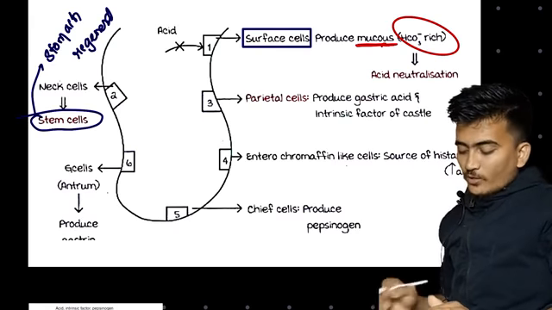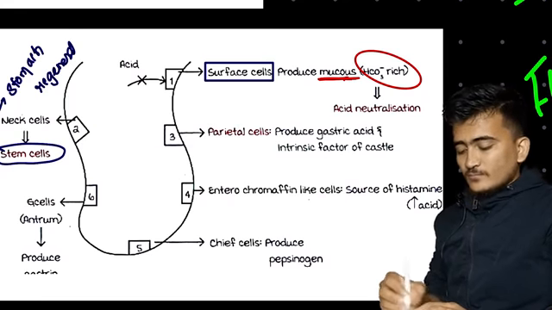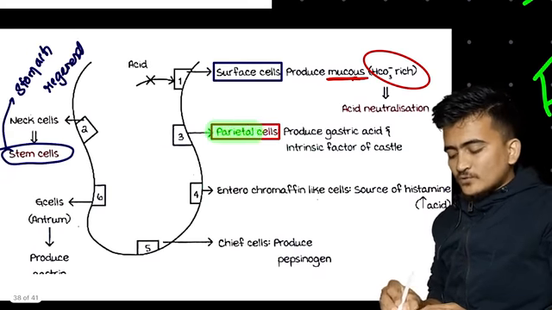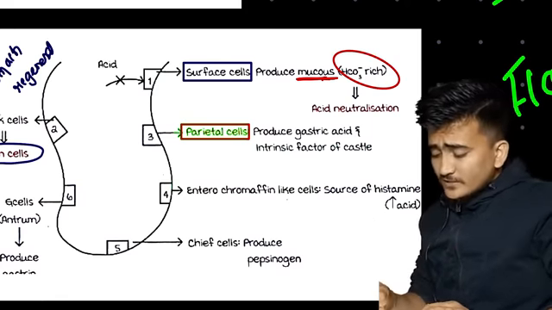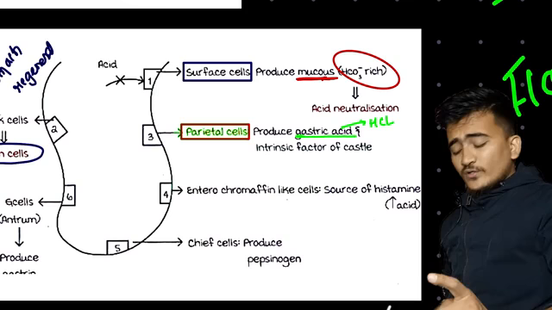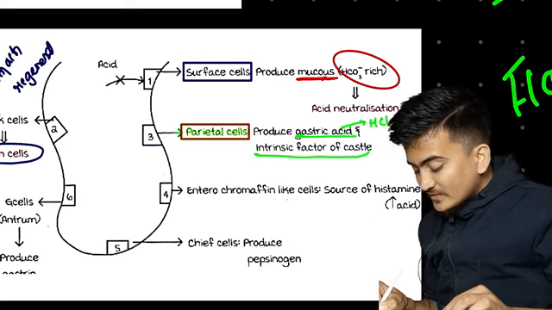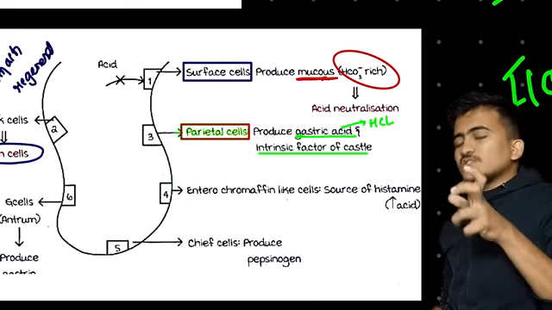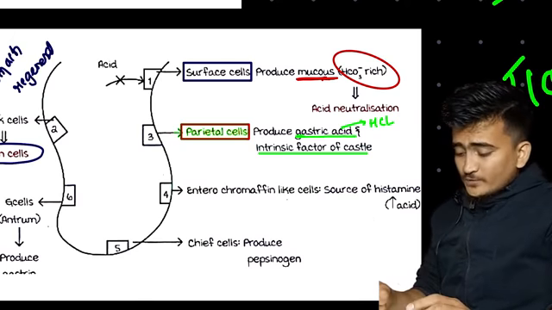Now moving toward the third cells, which are our parietal cells. Now the importance of parietal cells. Before, we were talking about HCl present in the stomach. Now how did that HCl come into the stomach? It came into the stomach because of parietal cells. What is the parietal cell doing? It is producing gastric acid. What is gastric acid? Obviously our HCl. One importance of the parietal cell is that it produces gastric acid, and another is that it produces intrinsic factor of Castle. Now what is this intrinsic factor of Castle? What is its role? Its role concerns our vitamin B12. You remember vitamin B12?